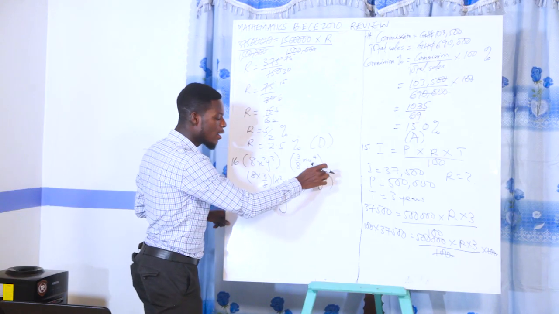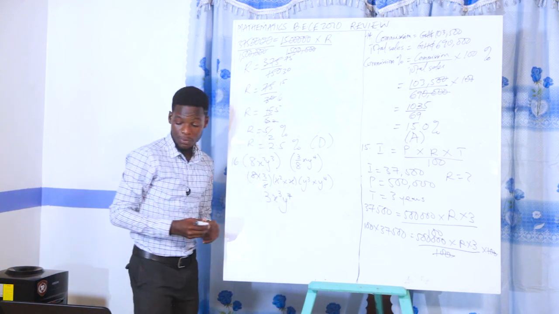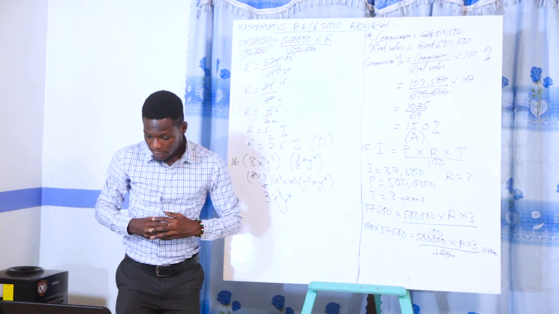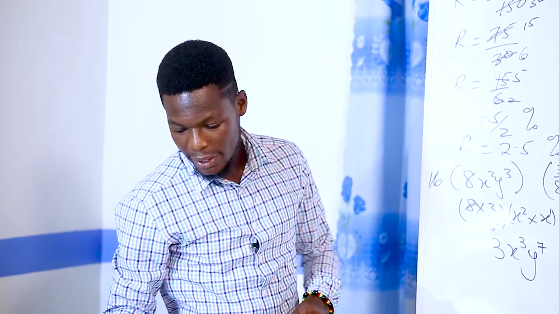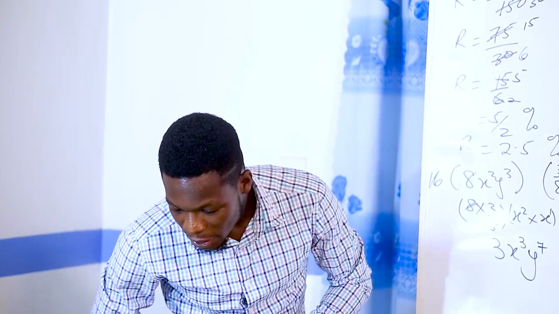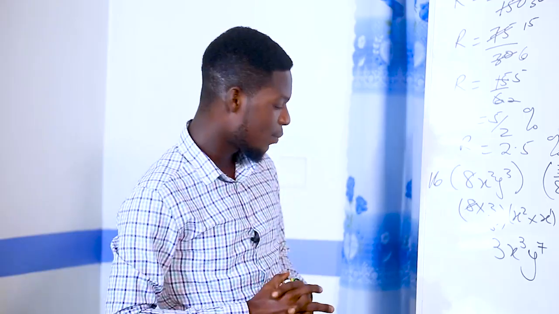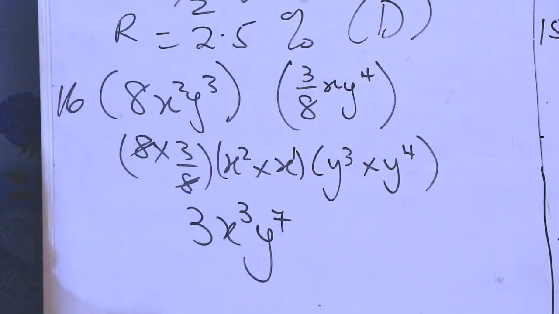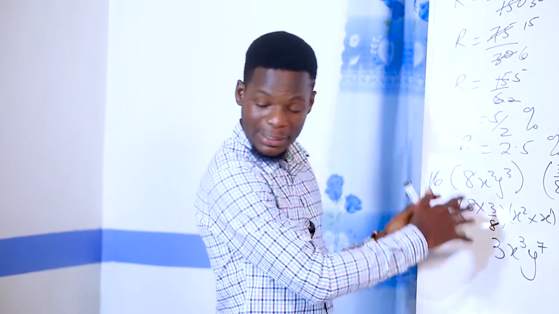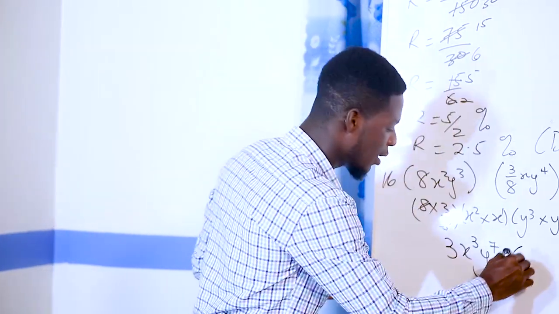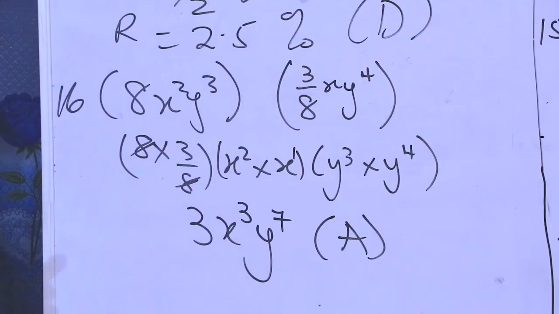So y raised to the power 4 plus 3 is 7. Let's go over our possible answers. Question 16. A. 3x cubed y raised to the power 7. B. 3x squared y raised to the power 7. C. 3x cubed y raised to the power 4. D. 3xy. So the correct answer is A, 3x cubed y raised to the power 7. Very simple. So these are the question and answer for question 16.